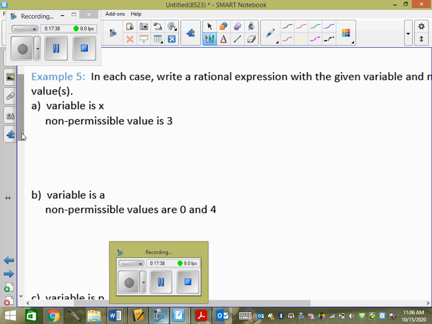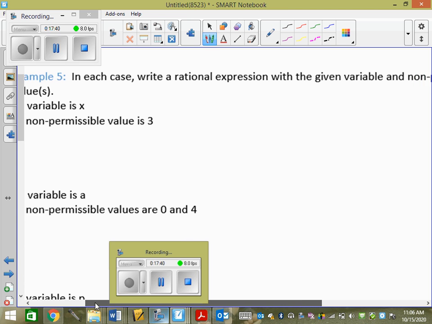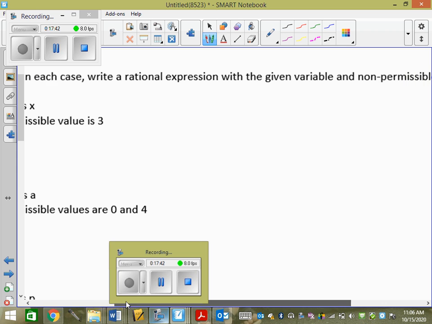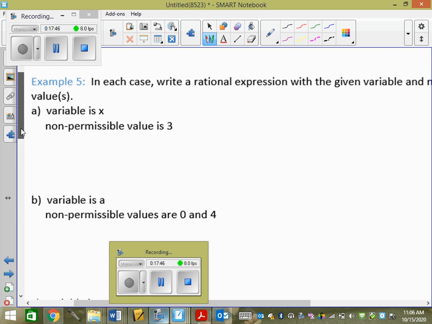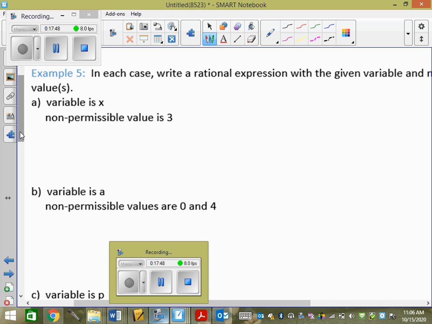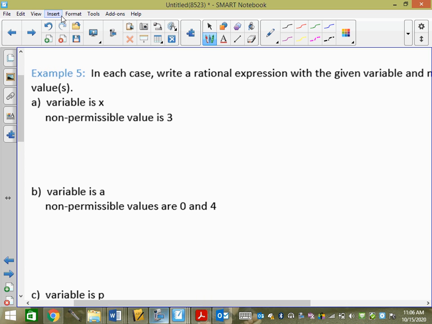Example 5. In each case, write a rational expression with the given variable and non-permissible value. So you're making your own rational. So I have a variable that's x, and I want a non-permissible value that is at 3. So I want x cannot equal 3 as my non-permissible value. So I have to work backwards to get what it was in the rational. So how do I get it backwards? I have to get it back equal to 0.